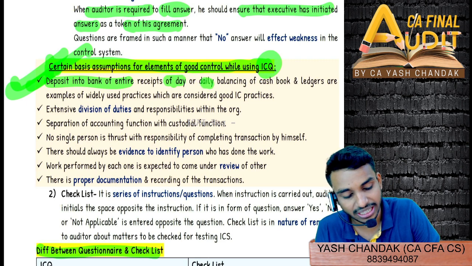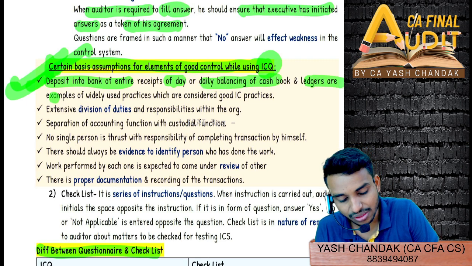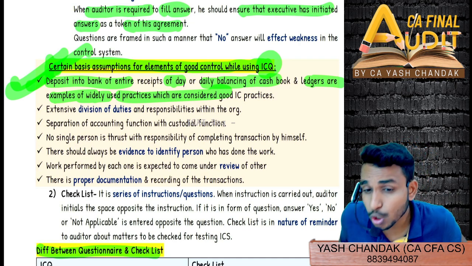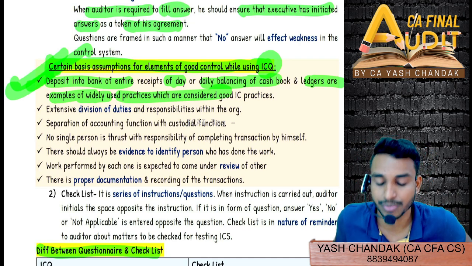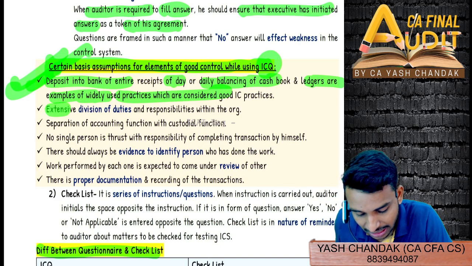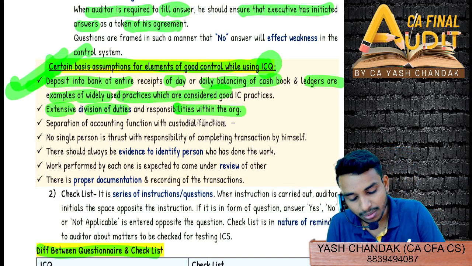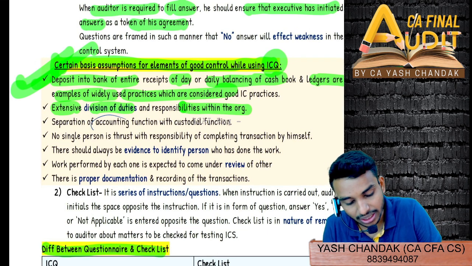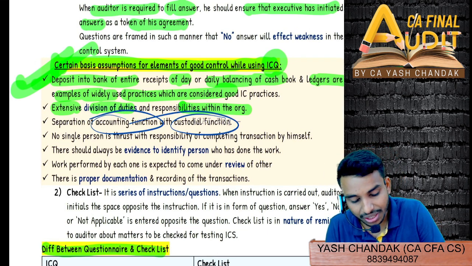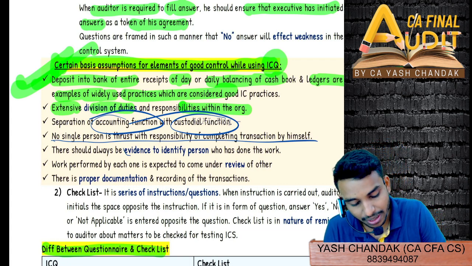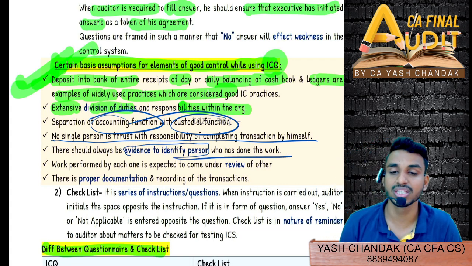So daily receipts or daily balancing of cash book and ledger are examples of widely used practices which are considered good internal control practice. So you will assume that yes, this is happening there. Secondly, you will assume that extensive division of duty is there. SOD. Similarly, separation of accounting and custodial functions. No single person shall handle a transaction from start to end. There should always be evidence to identify the person who has done the work.